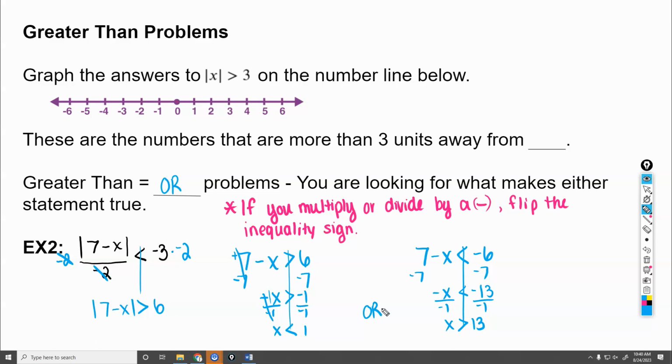So what's happening on this, if we graph this, we've got a 1 right here. We've got a 13 here. And we're doing all the numbers less than 1 and all the numbers greater than 13. We're not writing numbers in between. So we don't have to do anything fancy with this. We would just say x is less than 1 or x is greater than 13. You can just use the word or for that because you can't put those together. If you try, you're going to end up having the numbers in between 1 and 13, which is not what we want here.